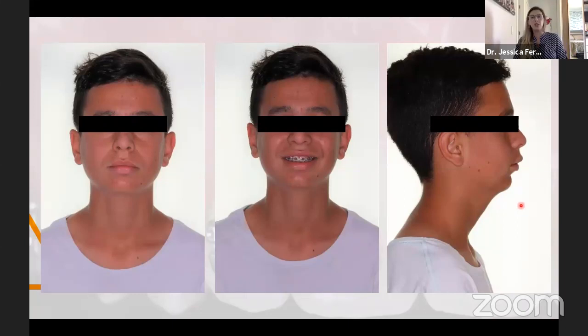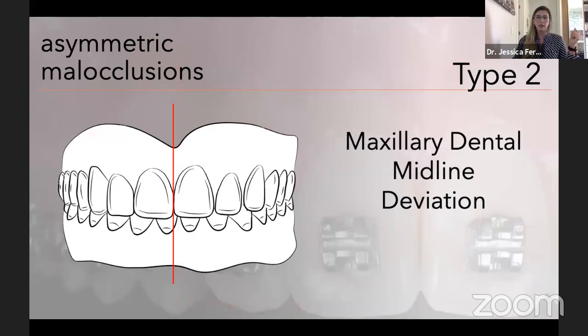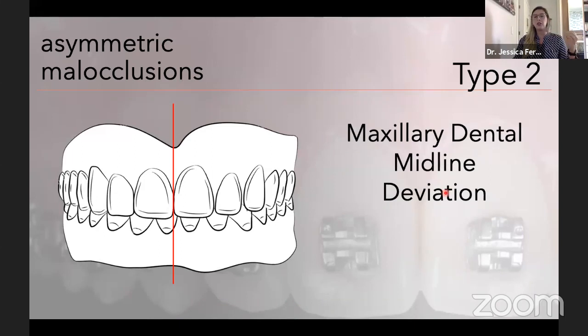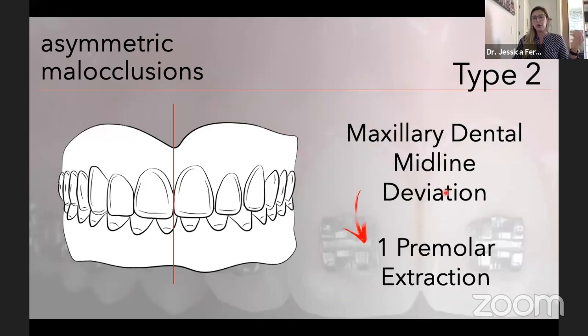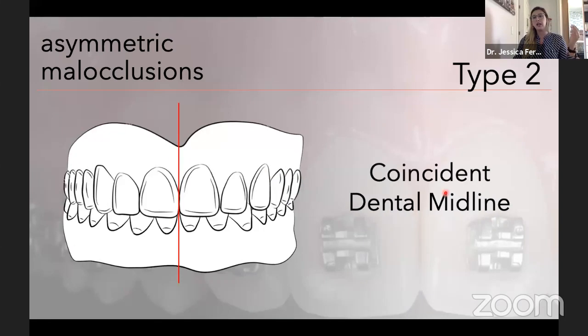Class 2 subdivision. We saw that we have a maxillary dental midline deviation because of the mesial positioning of the maxillary first molars. And a good strategy to treat this type of malocclusion would be extraction of one premolar at the class 2 side. This will provide us a coincident dental midline.